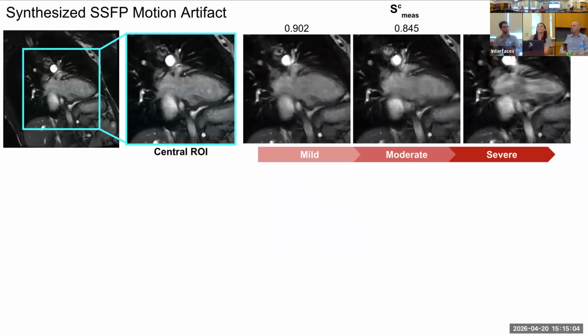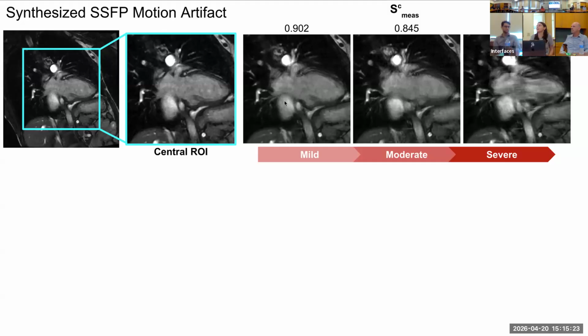Okay, so how did it work? How well did it work? Here, these are all synthetic. I know that you probably don't look at that many cardiac MRIs, but these actually look pretty similar to what motion artifacts look like. We were very surprised and happy to see that.